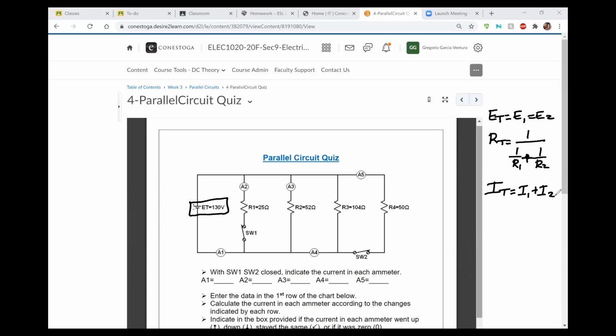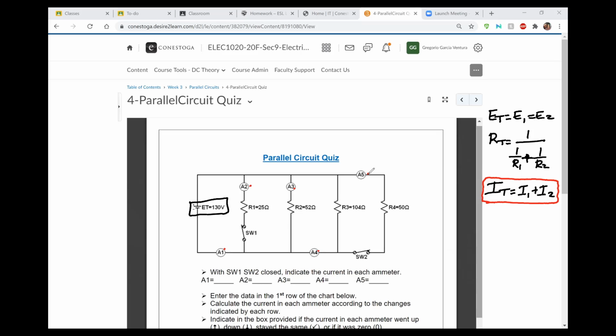Okay, so I wrote the three different rules on the side of the screen. Hope you can see it well. So let's get moving here. We have an applied voltage, which is equal to 130 volts. And what I'm asking you in this case is that we use this rule here at the bottom. We are going to be using this rule in order to determine the amount of current that we have on each individual ammeter, okay? As I said, I just posted a link with a simulation for this so you can enhance your learning with it. So let's begin.